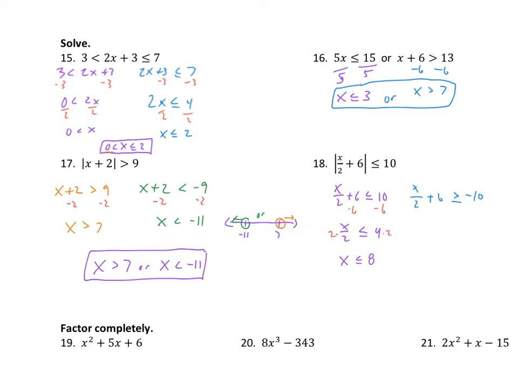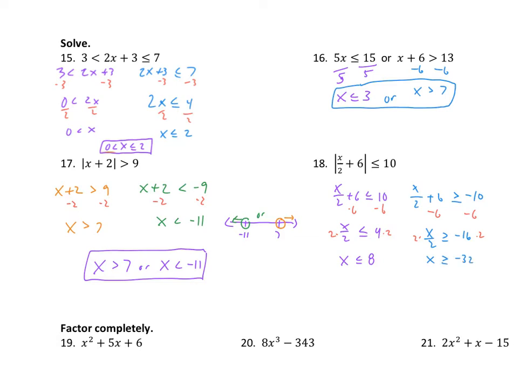And over here, subtract 6, subtract 6. So x over 2 is greater than or equal to -16, times 2, times 2. So x is greater than or equal to -32.